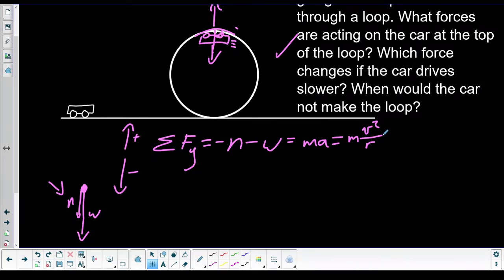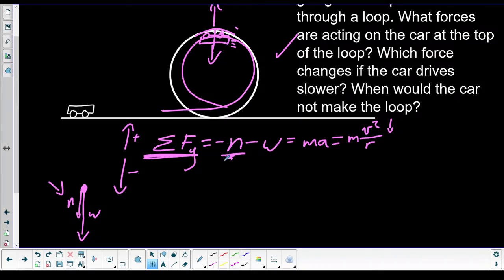Cool. All right. So weight is not going to change. That's a constant, right? So our normal force, if our velocity goes down, we need less total force. Weight can't become less. You don't weigh less because you slow down. So our normal force won't push as hard. It'll gradually decrease. So the slower you go through this loop, the lower our normal force is going to become.